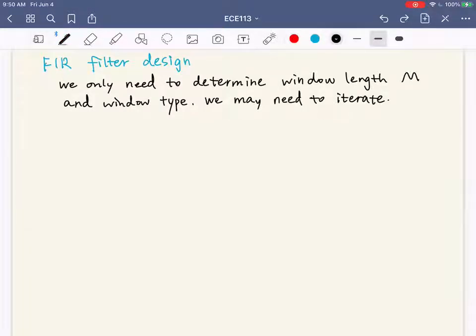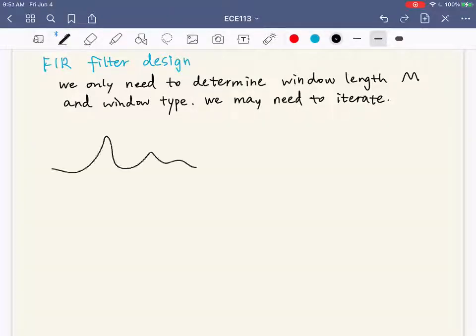FIR filter design. So before the monster, let's remember, we only need to determine the window length and window type. We may need to iterate, but this is basically what we want, okay? Why do we need a window length?